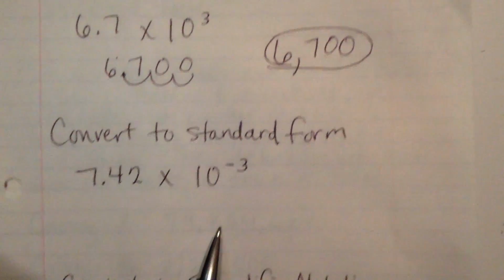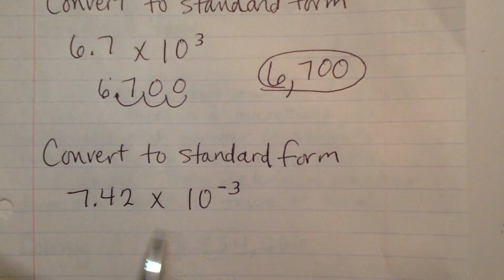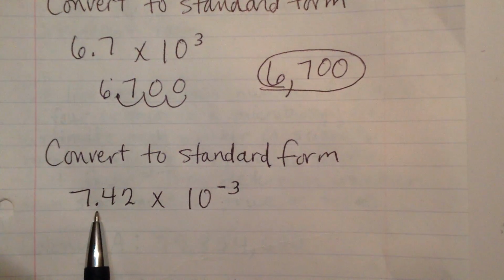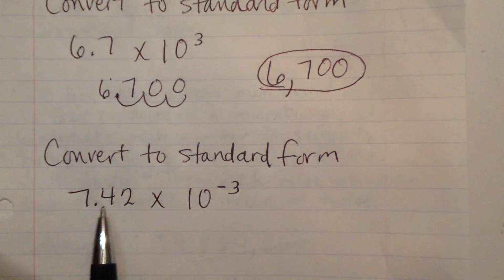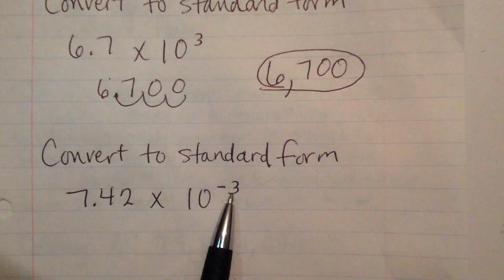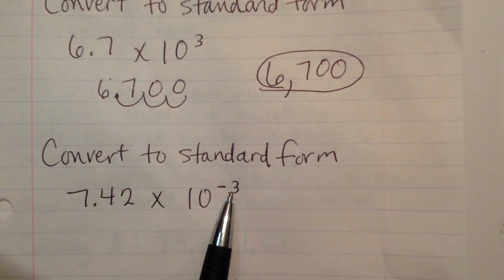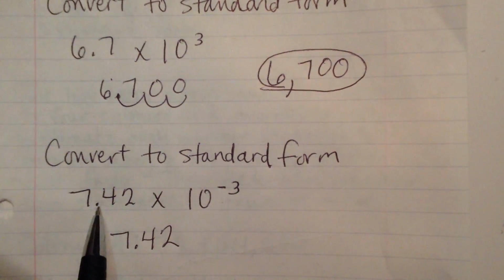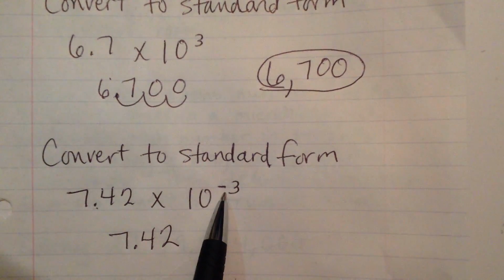Let's look at our next example. Convert to standard form. We're in scientific notation. This is a product. This number is greater than or equal to 1, and it must be less than 10 times a power of 10 to an exponent. That is an integer. So you take your 7.42, take the first number, times 10 to the negative 3. If your exponent is negative, you are to move your decimal 3 places to the left.